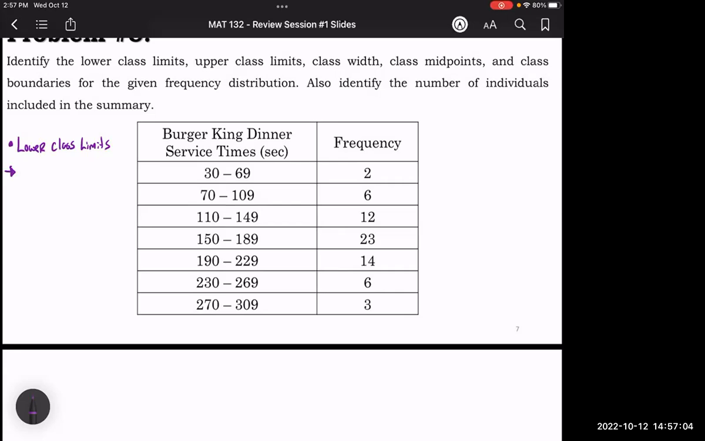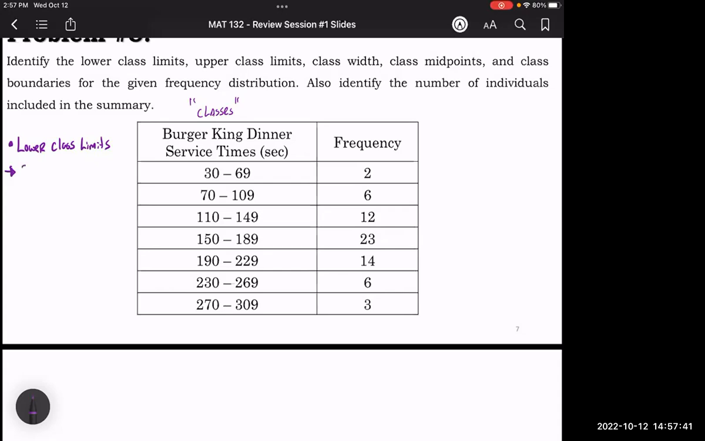What are the lower class limits for this data, for your frequency distribution? Are we actually looking at the frequency column? No, we're actually looking at the first column, the column that consists of your classes, the column that talks about the service time. Your lower class limits are going to be on the left values or the right values? The left values.